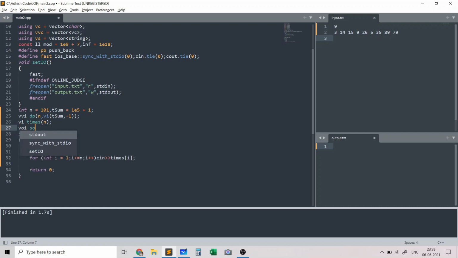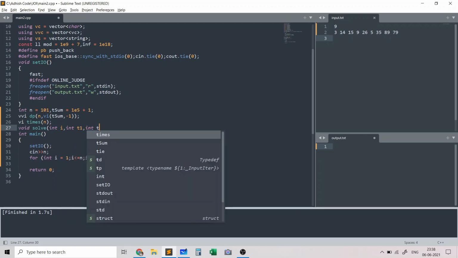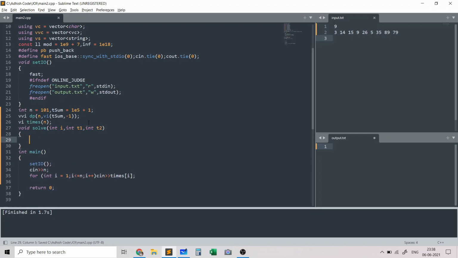The solve function is going to take the parameters: the current dish, the current time required to process all the dishes which are assigned to oven 1, and the time required to process the dishes of oven 2. And for our base case, if I is n, we return the maximum of T1 and T2 because we have already done all the dishes. Otherwise, there are two cases.